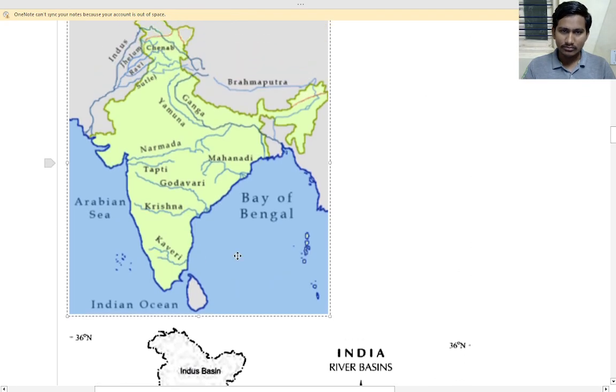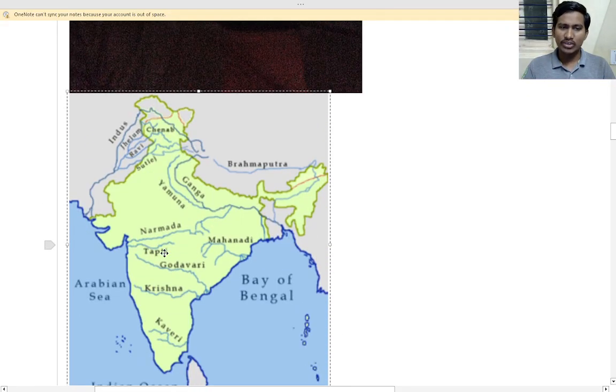So here different rivers are given, right? Godavari, Mahanadi here. Mahanadi joins the Bay of Bengal. Godavari joins the Bay of Bengal. Krishna joins the Bay of Bengal. Kaveri joins the Bay of Bengal. The rivers which join the Arabian Sea are the Himalayan rivers from the Indus basin. Indus, Jhelum, Ravi, Sutlej, Chenab, they join and become the Indus.